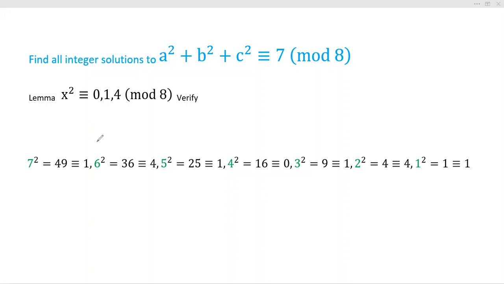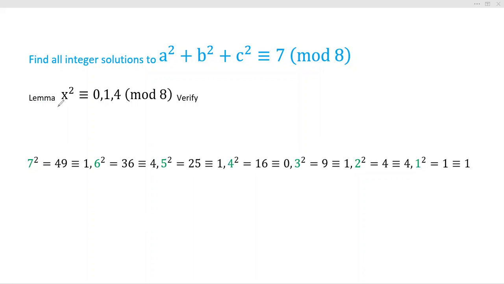It's enough to look at all of the remainders upon division by 8: 7, 6, 5, 4, 3, 2, and 1. It looks like I left out 0 here. But those numbers, 0, 1, 2, 3, 4, 5, 6, 7, are the only possible remainders when you divide by 8. So this is sometimes called remainder arithmetic.